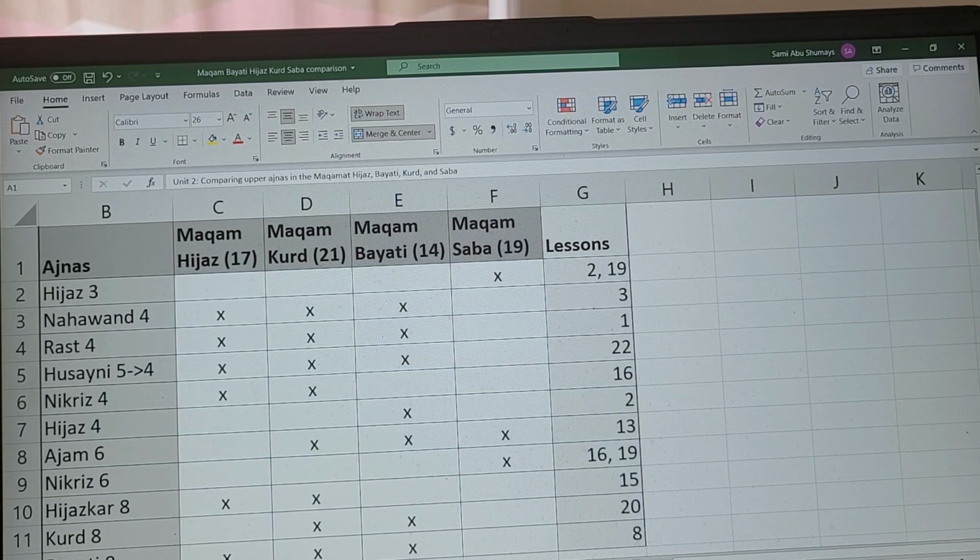Nahawand, Nahawand. And that is back to the Jins Hijaz. 4, 3, 2, 1. Nahawand Hijaz. Now let's make it Kurd.